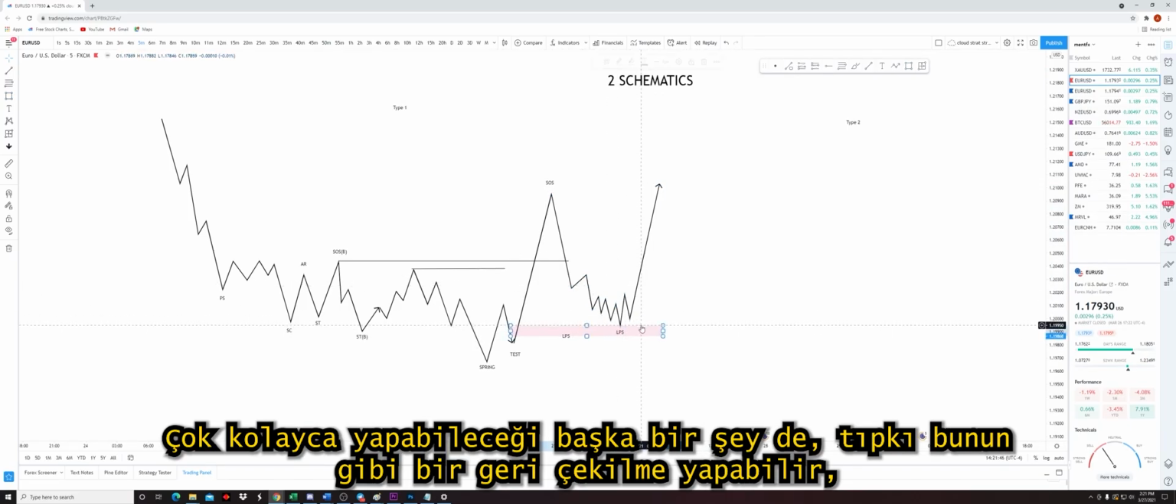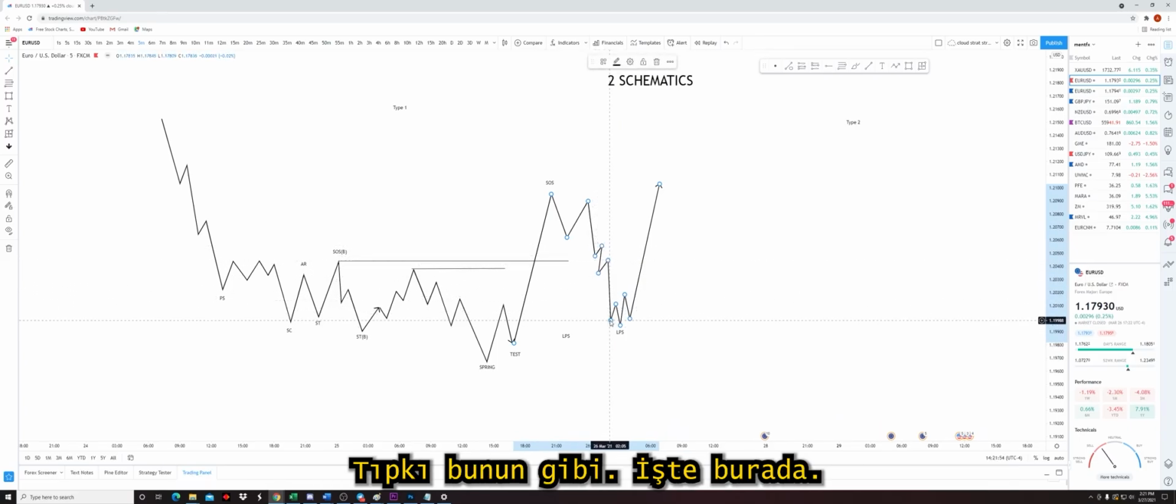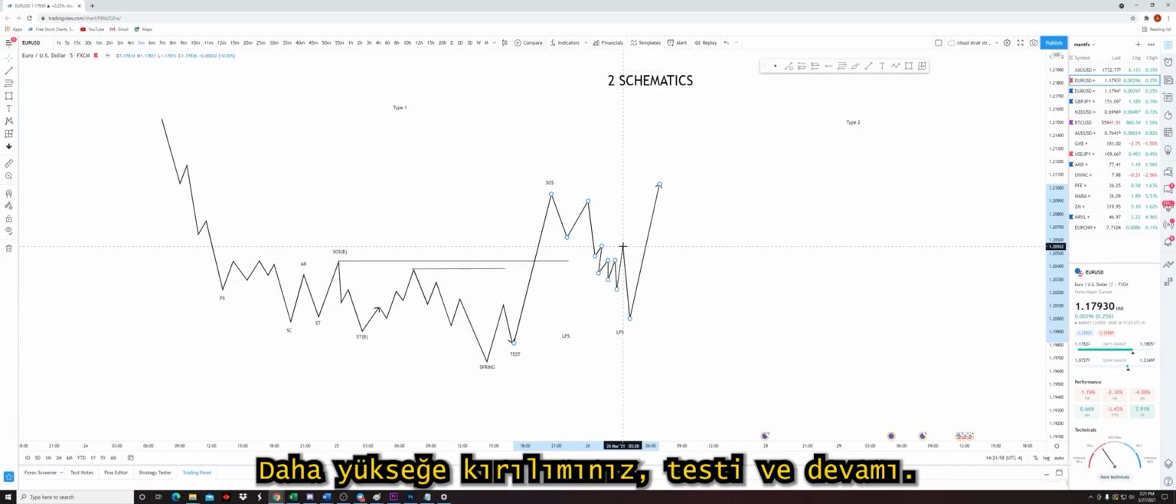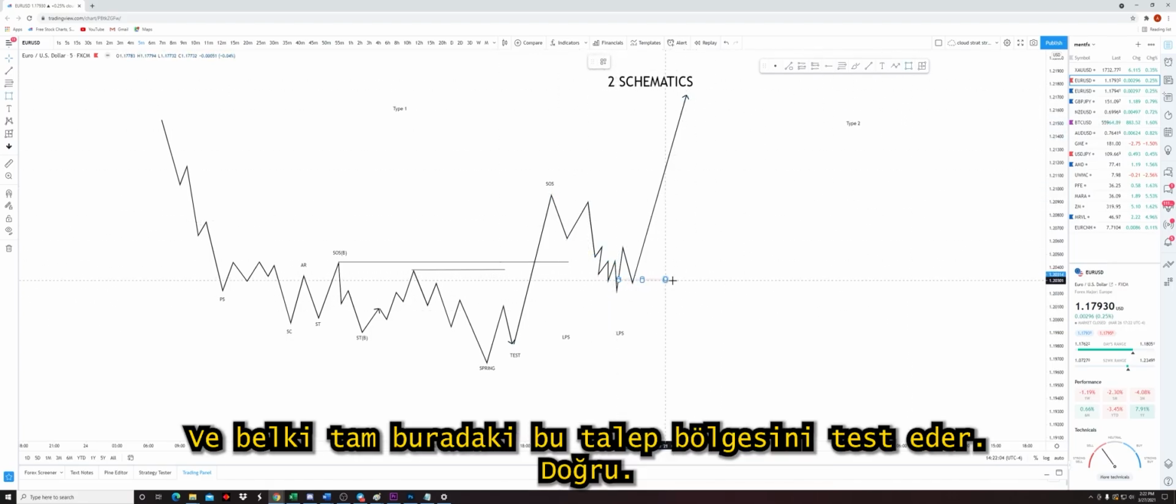What it could do very easily as well is it could have a backup just like this, have this same schematic play out just like that, right? So let's just draw out the schematic again, just like that. Here we go. Here's your schematic, your break higher, your test of it, and your continuation, right? It can happen this way as well. And maybe it tests this demand zone right here, right?